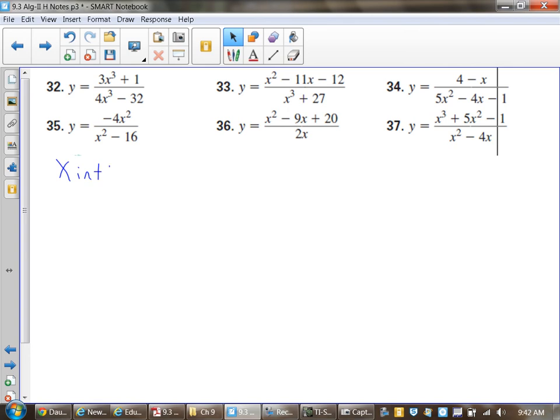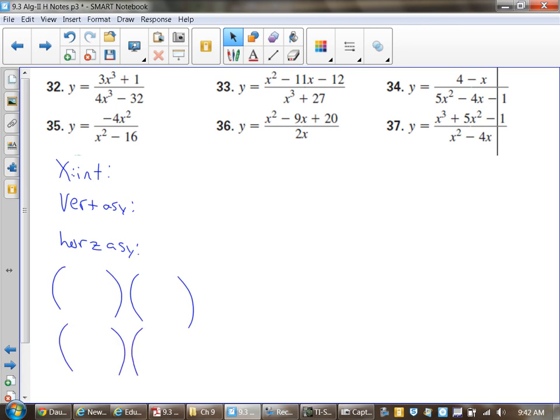What's your x-intercept? What's your vertical asymptote? Horizontal asymptote? And then give me a couple sets of ordered pairs. If it happens to be one of those problems where you have dual vertical asymptotes, make sure you get an ordered pair between them, okay? You always want ordered pairs on every side of your asymptotes. Give those a shot. I don't think you guys will have much of an issue.